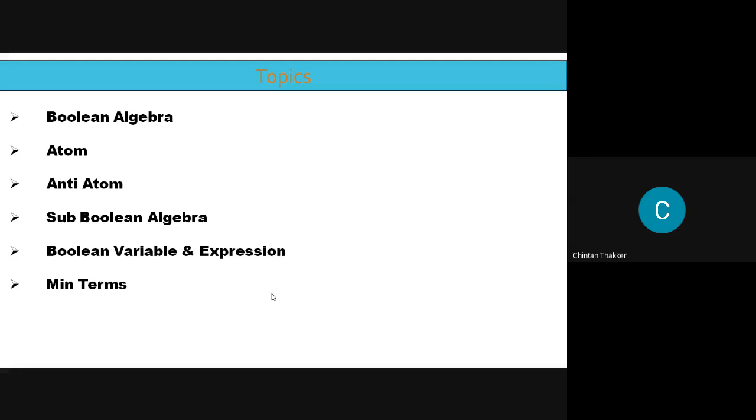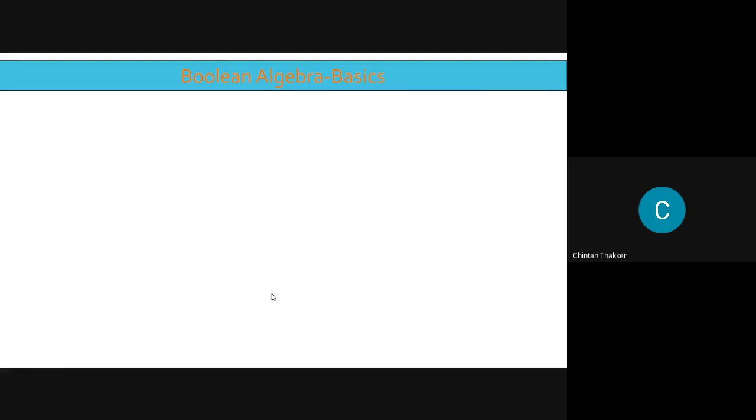Then we have min terms and max terms. Then canonical form and K-map. These are the topics in this unit. We discuss all these topics. Now, first we have the Boolean algebra.